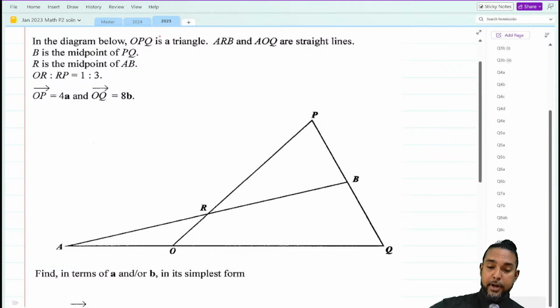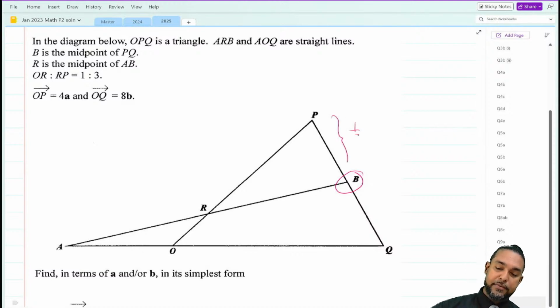Right, cool. So ARB and AOQ are straight lines. B is the midpoint of PQ. What does a midpoint do to a line? It cuts it into two equal halves. So PB is one half of the whole line, and the whole line is PQ. And BQ is another half of the whole line, PQ.